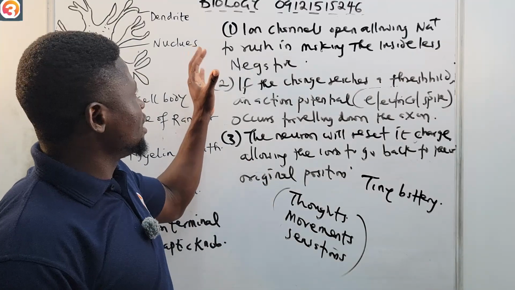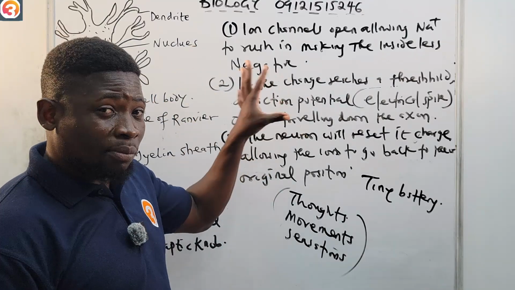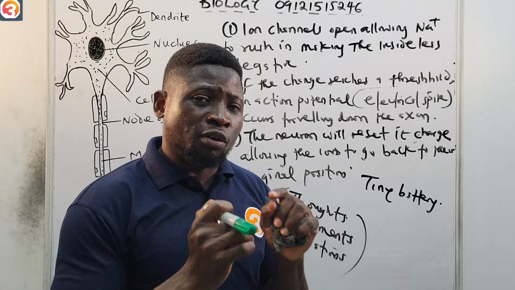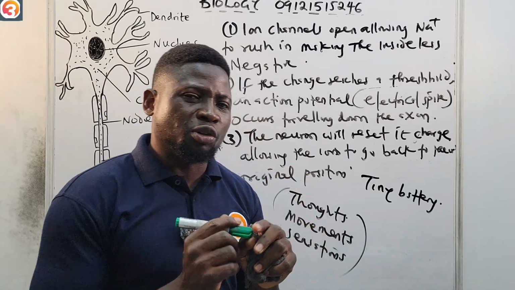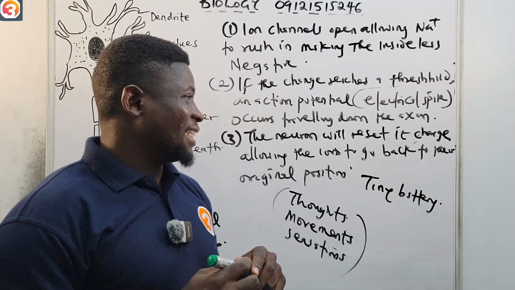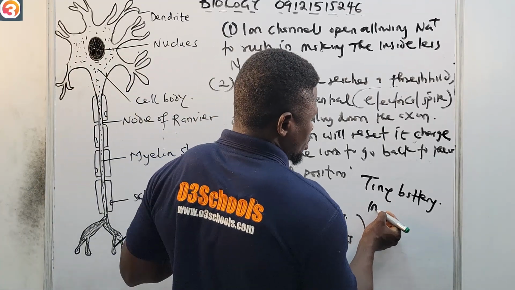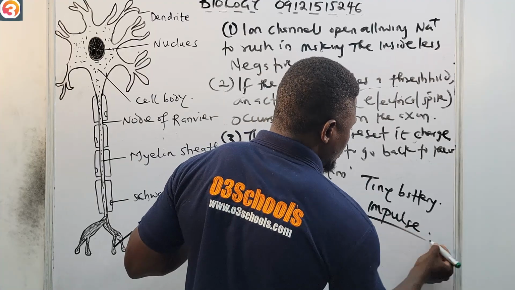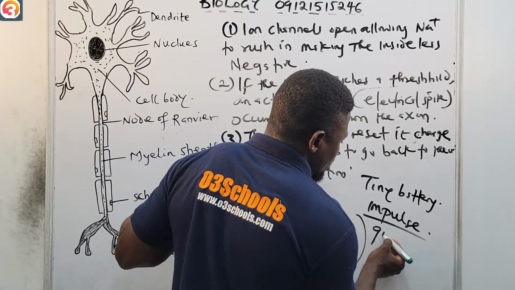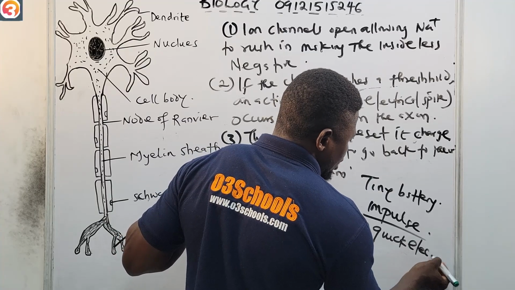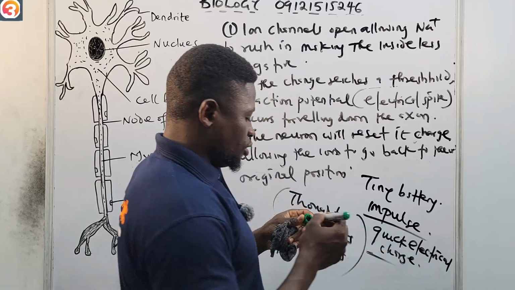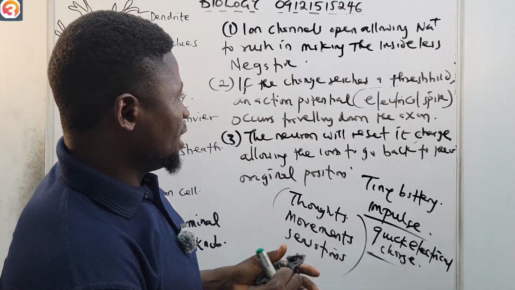So this is what we've talked about. What you should take note of here is which ions are involved. Questions are being asked of you from there, so you must take note of those ions and not confuse them. Take note that an impulse is a quick electrical charge that passes through the neuron. All right, so take note of that.